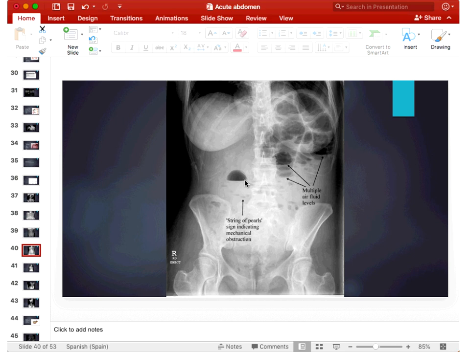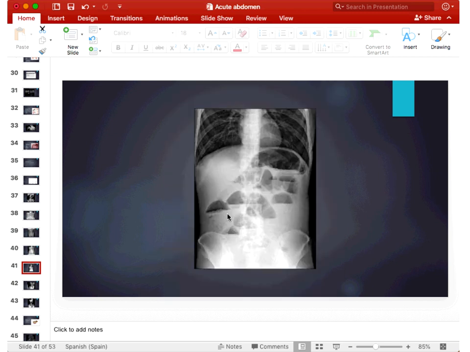When you see this cut off like a half moon, this is typical of air fluid levels, and this is occlusion as well. And you see here like a pile of coins. It is the typical string of pearls indicating that the obstruction is mechanical. Here, you see a lot of air fluid levels.